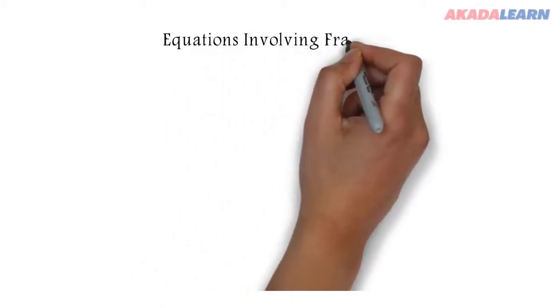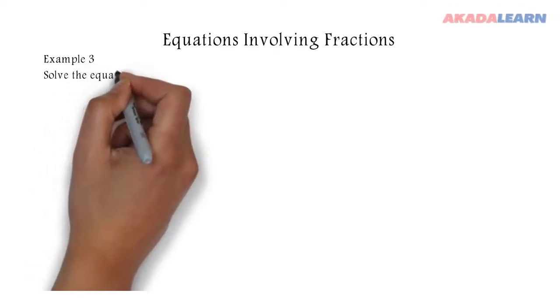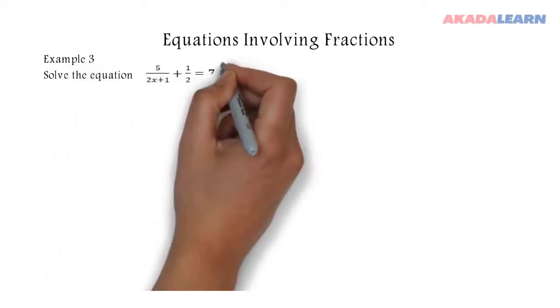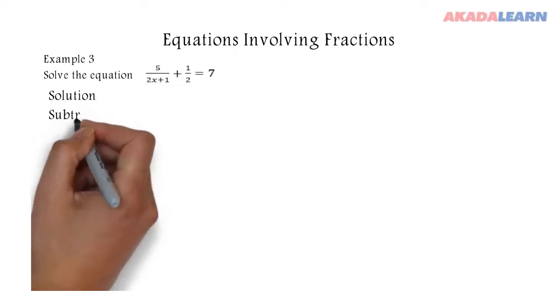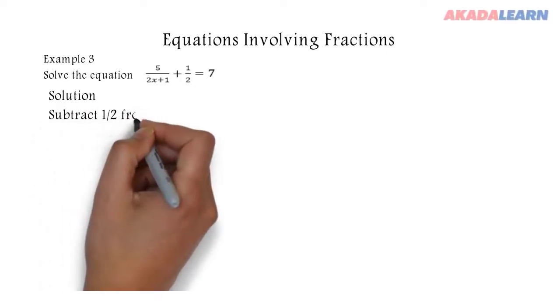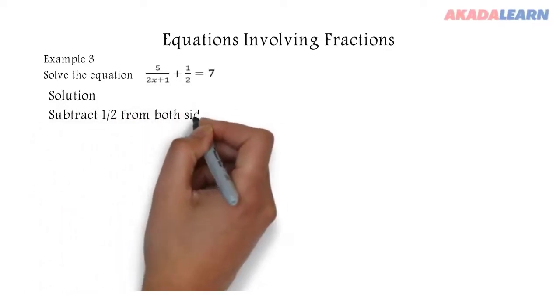Now let's see equations that have to do with fractions. Third example, example 3. Solve the equation. So we have the equation right there. The first thing we need to do is to subtract half from both sides. So we are taking the 1 over 2 to the other side because it's a constant, and let it meet the other constant.